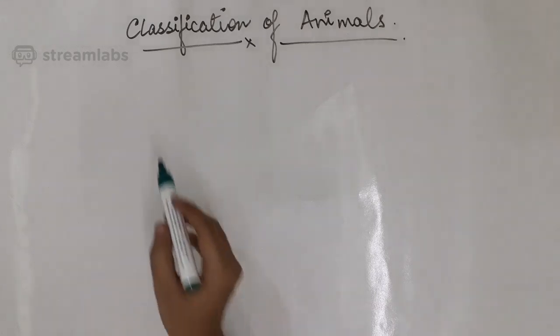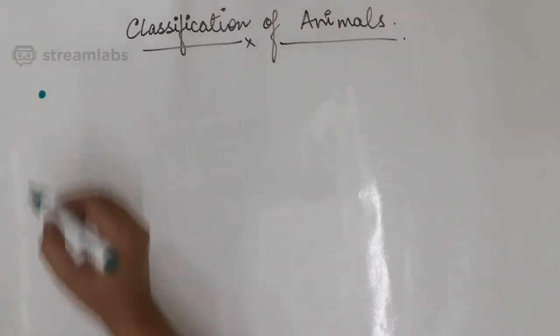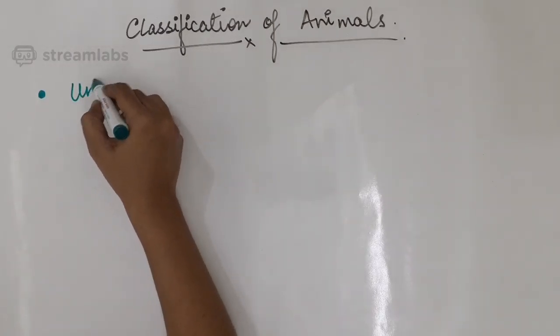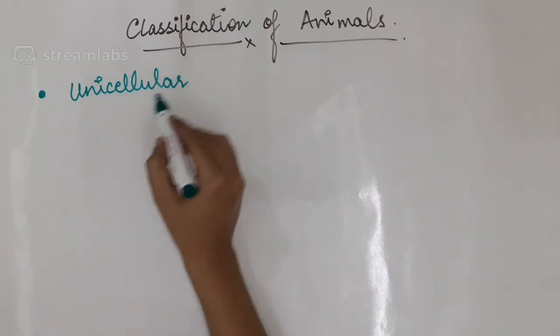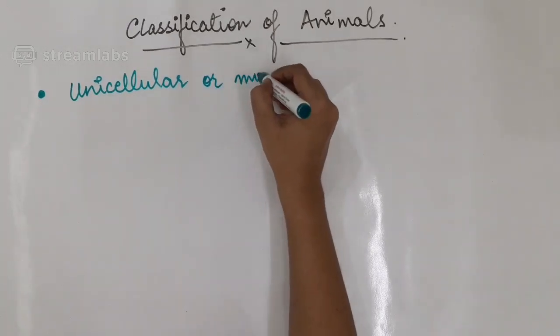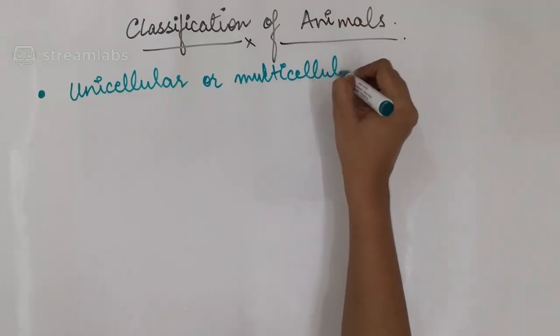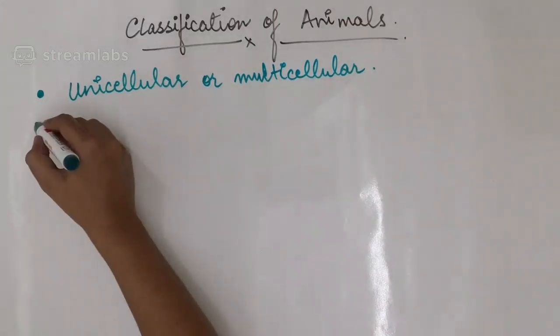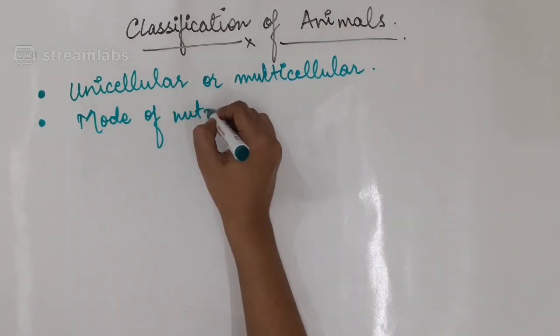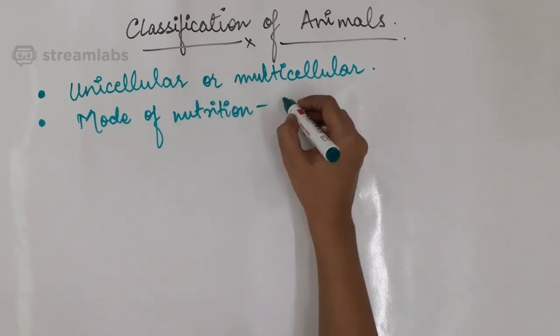Classification of animals. First of all, you should know what the different characteristic features of animals are. Animals can be unicellular, unicellular means it's made up of a single cell, or multicellular. Second, their mode of nutrition is heterotrophic.